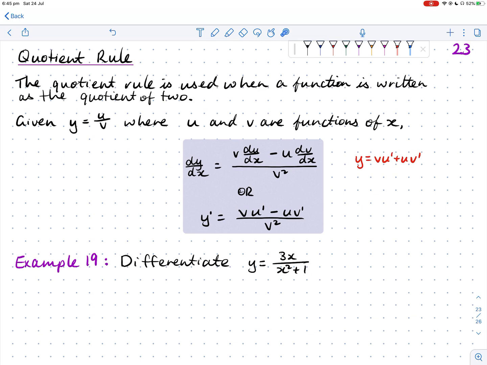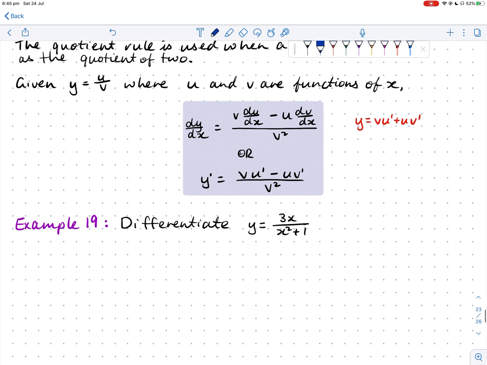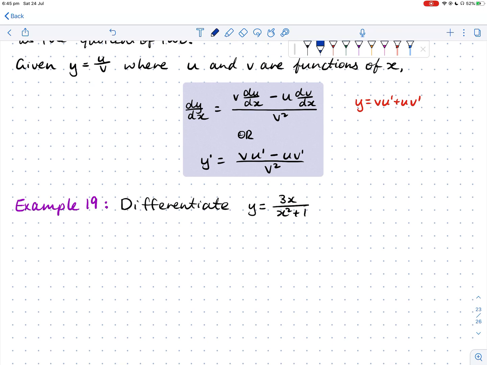Now I've only got one example for you for this section, only because I want you to get straight into practicing the differentiation process. So when we're looking at this function, just one quick one, 3x over x squared plus 1, then the numerator is u and the denominator is v. Again, we want to see you writing all of this out. So u equals 3x, v equals x squared plus 1. So we're going to differentiate to work out u dashed and v dashed.